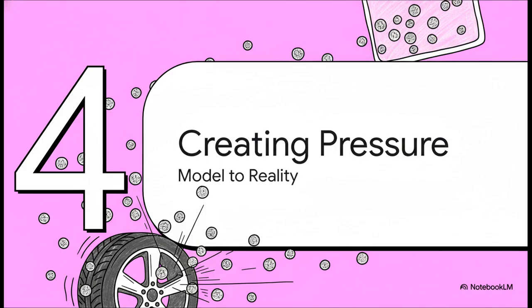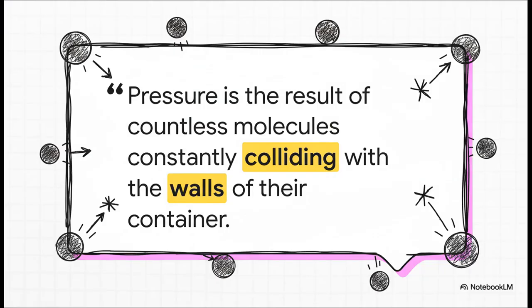Okay, we've built our particle, we've set the rules for its world, now it's time for the payoff. How does this whole model, this idea of tiny little spheres just bouncing around like crazy, actually explain something real, like the pressure that's strong enough to hold up a car? It all boils down to this one, simple, powerful idea. This is the absolute core of it all. Pressure isn't some weird, invisible force. It is the direct, physical result of our tiny molecules slamming into the walls of whatever is holding them over and over and over again.